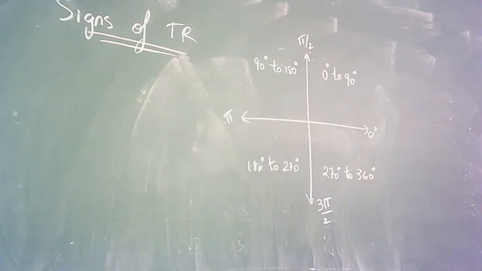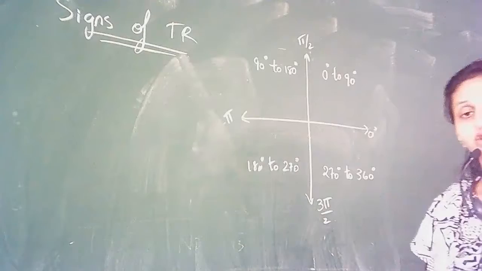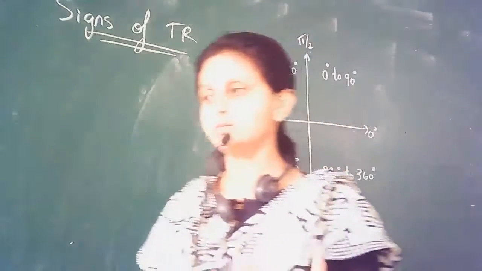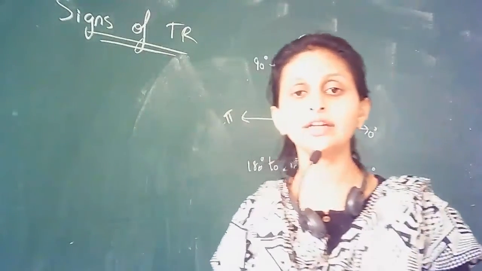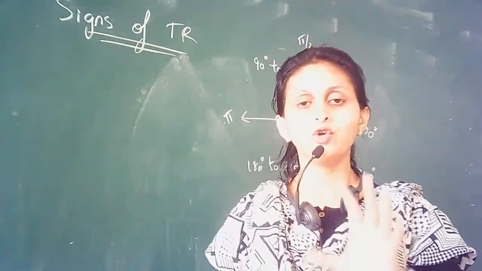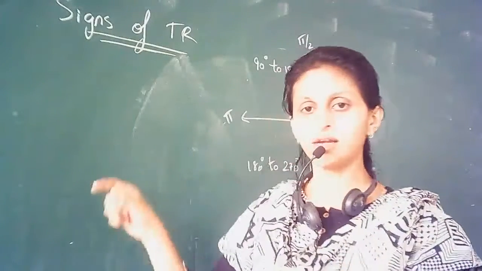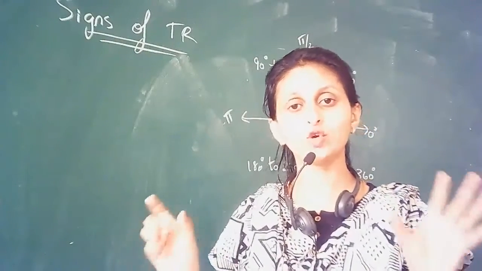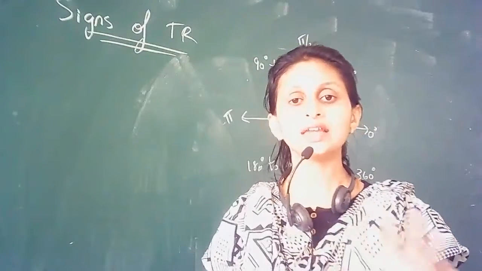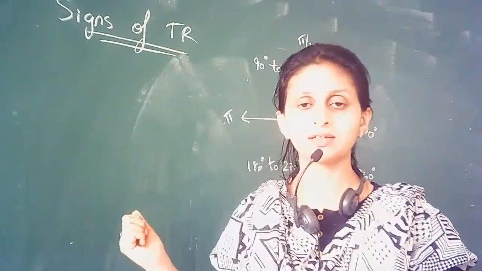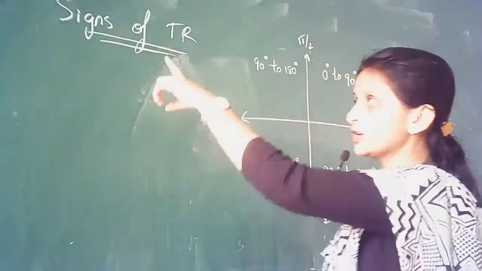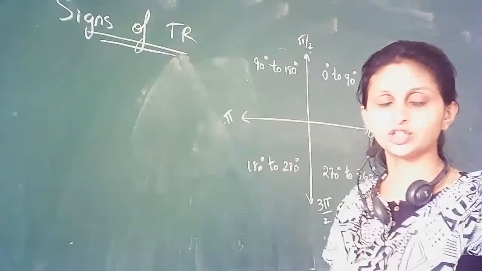Here, we have to find the trigonometric ratios of the remaining angles. If you know that particular table which we saw earlier for 0 to 90 degree angles, then that is enough to find the remaining angles. But before that, we first have to see what the signs of trigonometric ratios are.